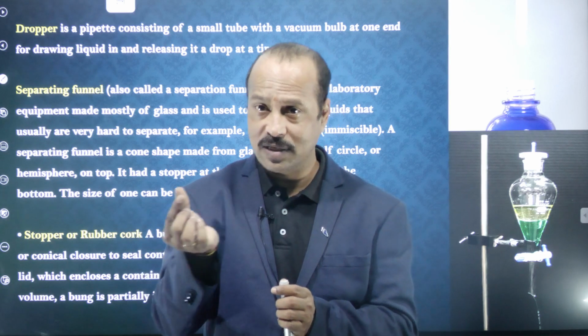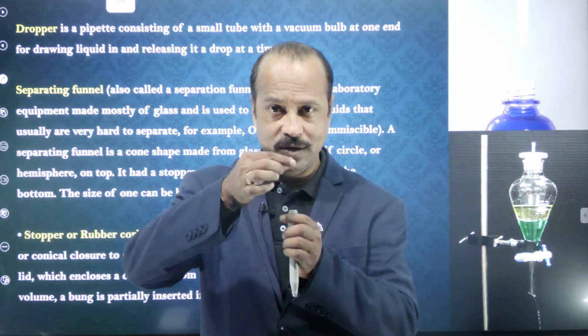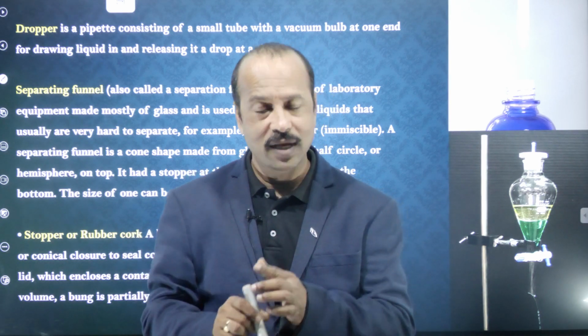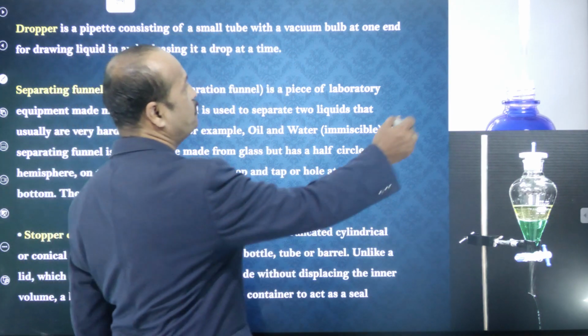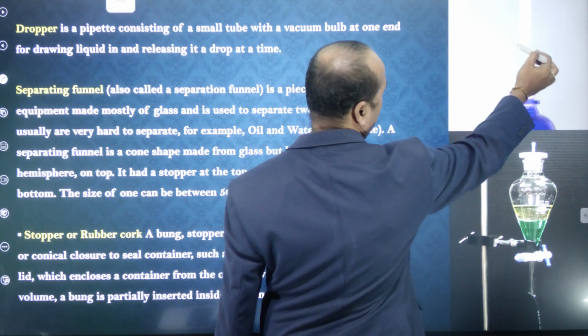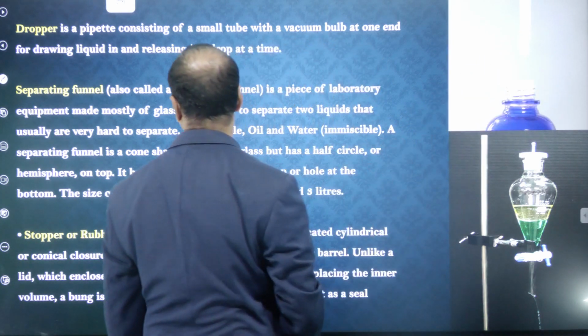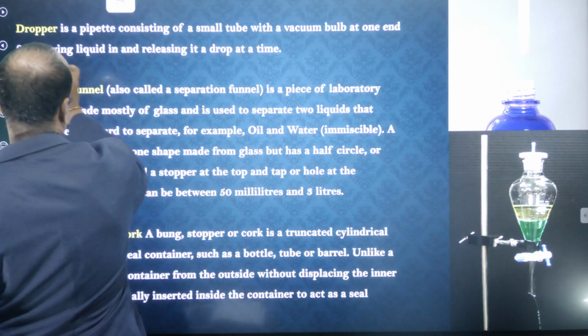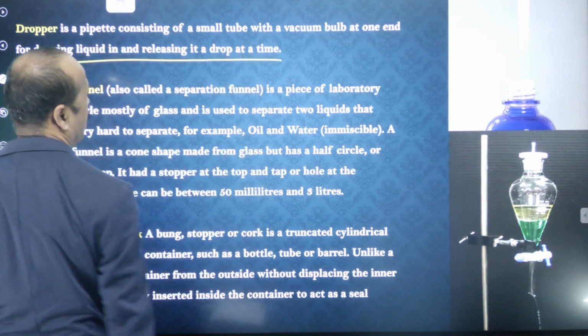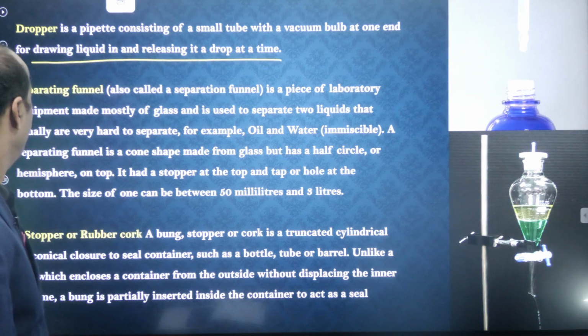For a marker also, there will be liquid to fill it up. Okay, so it is just like that only. So it's a dropper. You can see here, this is a dropper. See, drop-wise, it's falling. It's a pipette consisting of a small tube with a vacuum bulb, drawing the liquid and releasing one drop at a time. So this is a dropper.